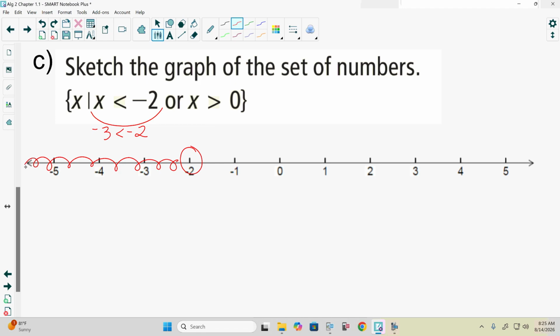Now it seems very arbitrary which number I pick to the left of it, and it is. You're just going to pick a number that is in that zone. I could have picked negative 5. I could have picked negative 3,000. It doesn't matter. We're just checking to see, does this number work? I wouldn't pick 3,000 because it's kind of hard to see. If I wanted to, I could have tried negative 1 to the right of it. Negative 1 is not less than negative 2, so I know it's not included in that statement.